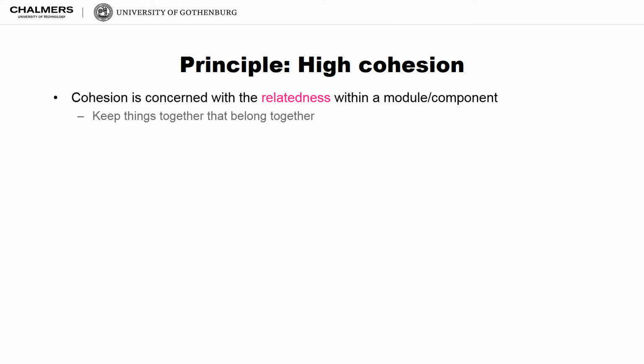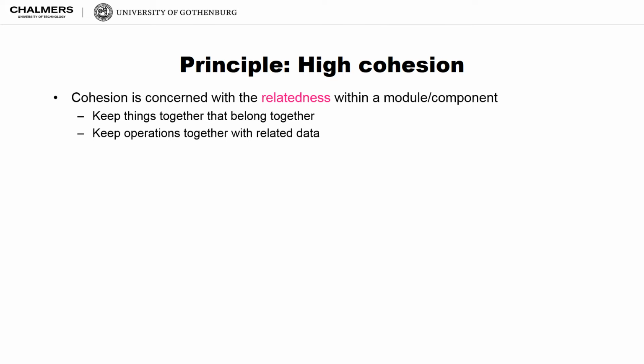Let's look at the principle of high cohesion. Cohesion refers to the degree to which elements of a module belong together. A system or module has high cohesion if it keeps things together that are related to each other, and moreover keeps things separate that do not belong together. This makes the system as a whole easier to understand and change.